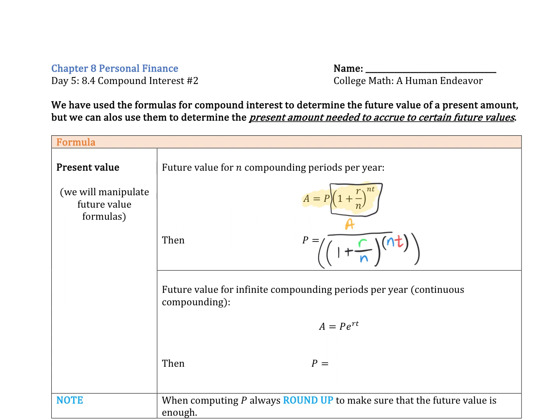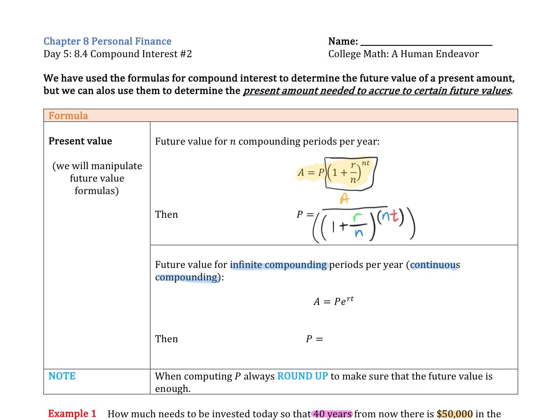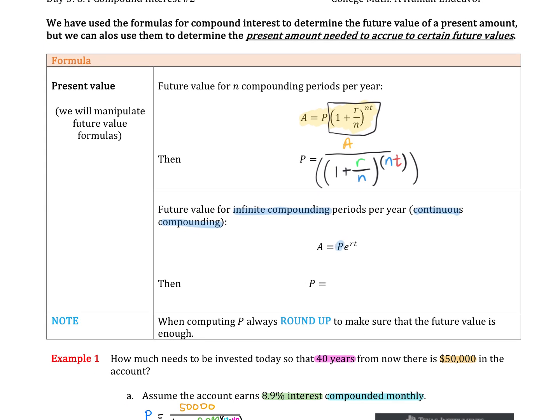Then we also need to talk about how we find the present value when we're compounding continuously or infinite compounding periods, okay? So again, you should recognize, in order to get P by itself, all we need to do is divide that A by that e to the rt. Okay, so again, use parentheses around that entire denominator.